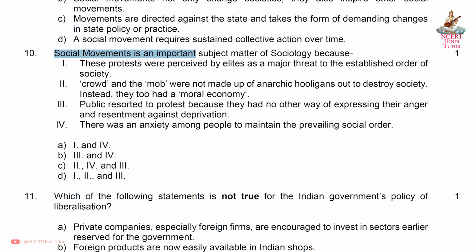Question 10. Social movements is an important subject matter of sociology because, answer D. 1, 2 and 3. First is, these protests were perceived by elites as a major threat to the established order of society. Second, crowd and the mob were not made up of anarchic hooligans out to destroy society. Instead, they too had a moral economy. And third, public resorted to protest because they had no other way of expressing their anger and resentment against deprivation.